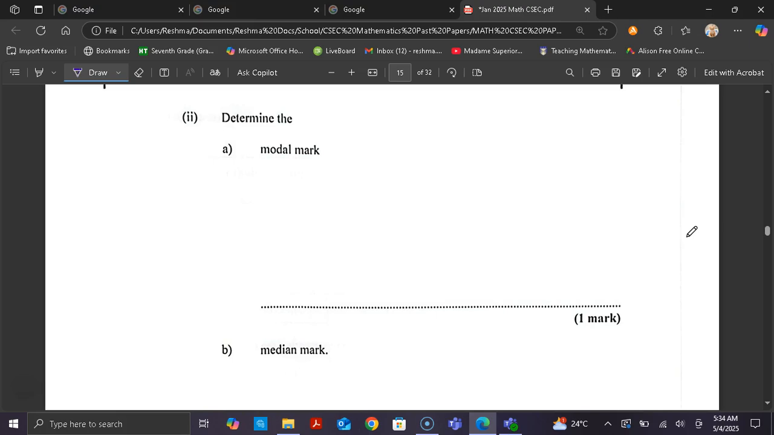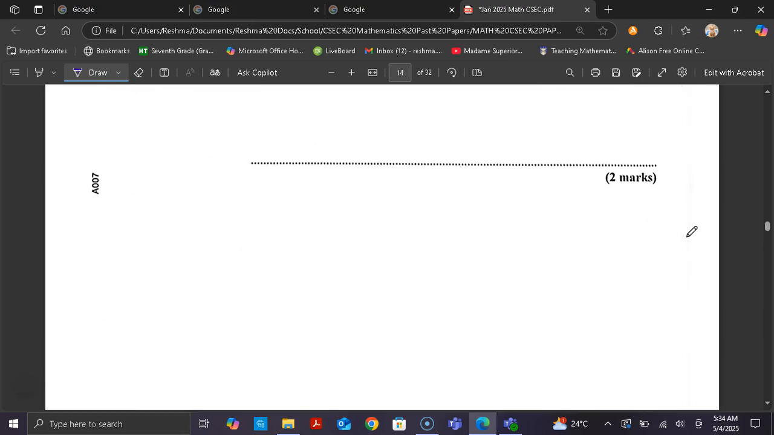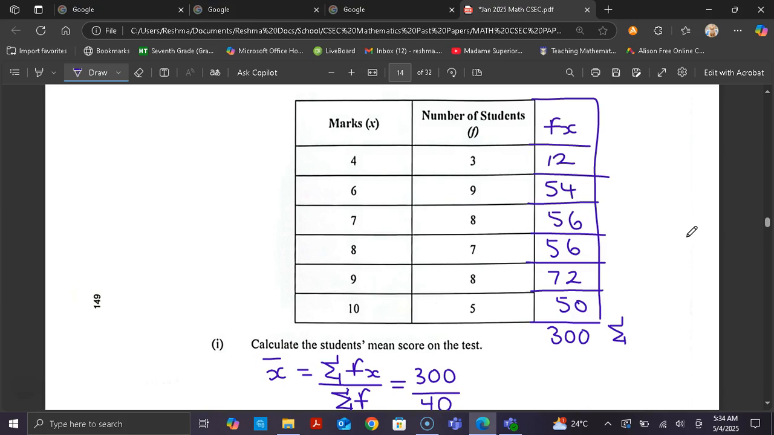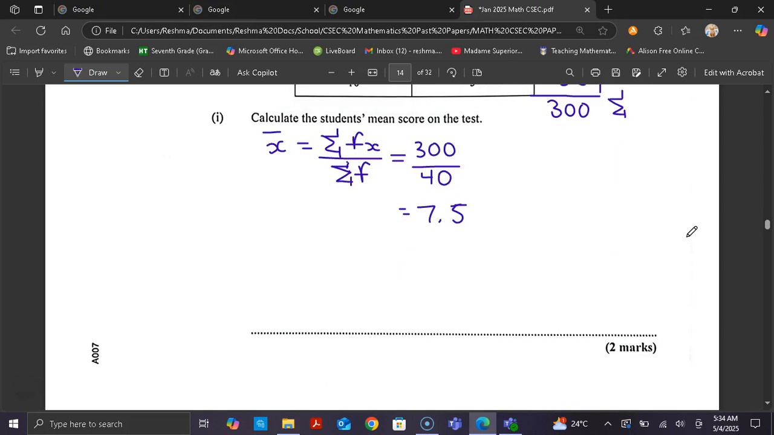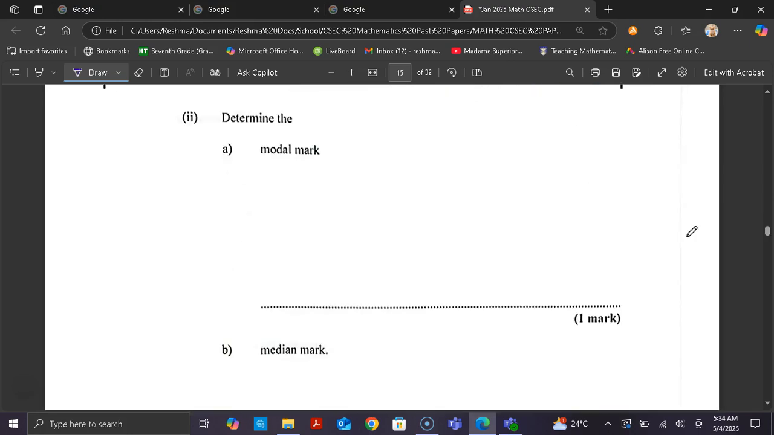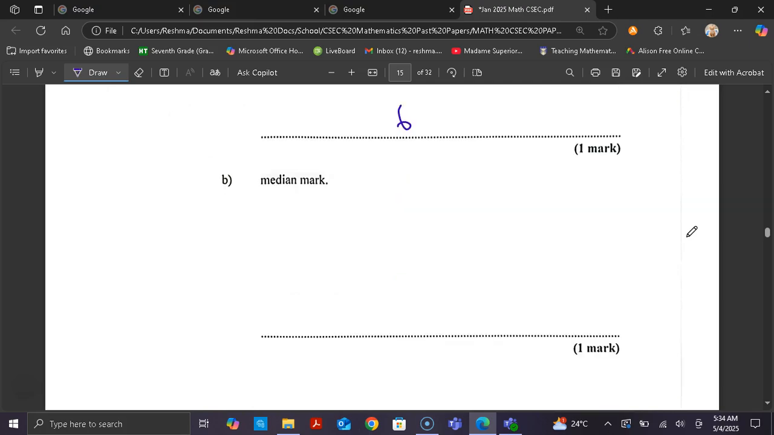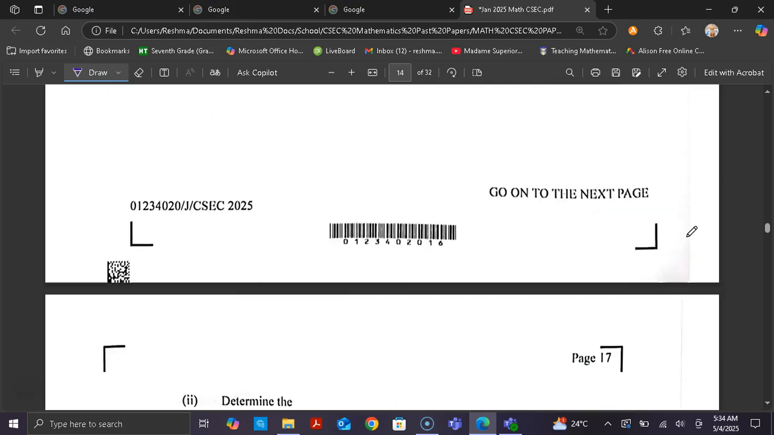Part 2, determine the modal mark for 1 mark. Of course, the mode is the value with the highest frequency. So if we go back up to our table, the highest frequency is 9, and that corresponds to a mark of 6. So our mode is 6. Okay, the median mark. Okay, and this is for 1 mark.